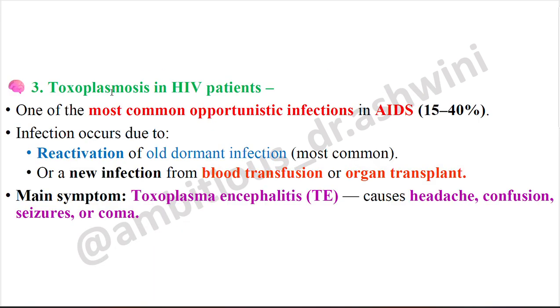Toxoplasmosis in HIV patients. One of the most common opportunistic infections in AIDS, 15 to 40%. Infection occurs due to reactivation of old dormant infection, which is most common, or a new infection from blood transfusion or organ transplant. Main symptom: Toxoplasma encephalitis, that is TE, causes headache, confusion, seizures, and or coma.